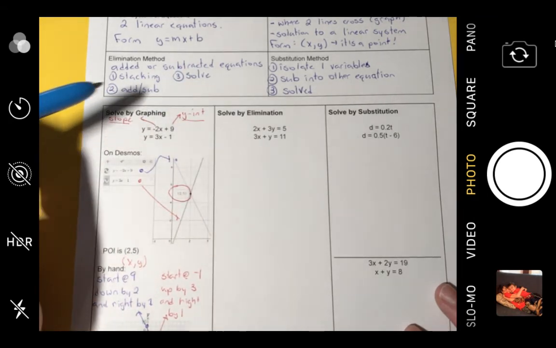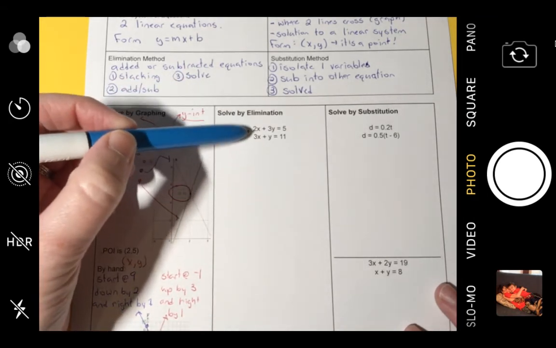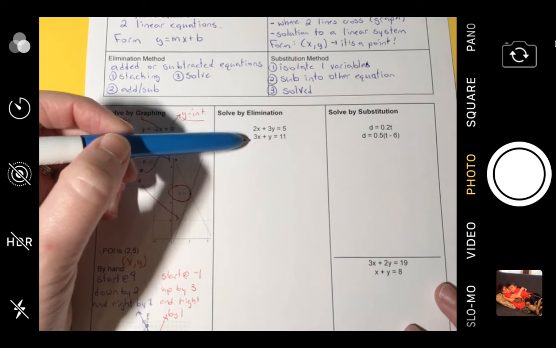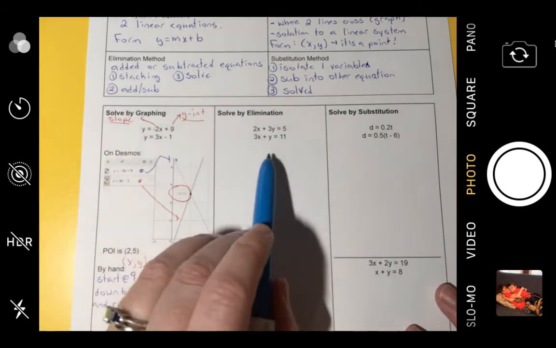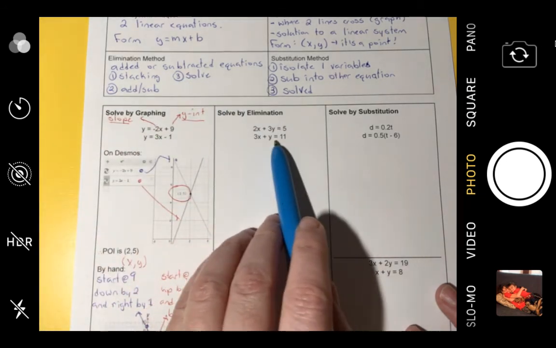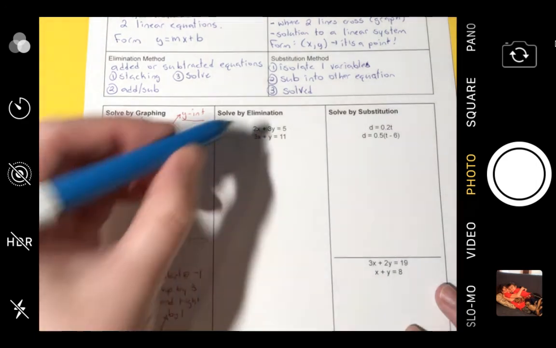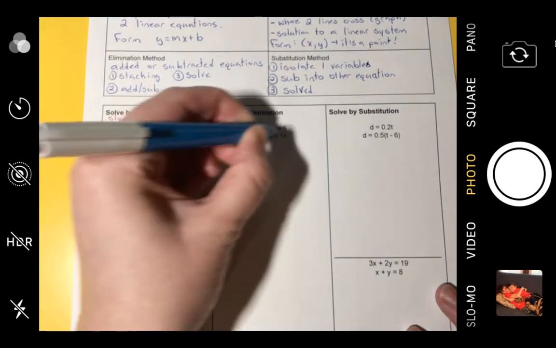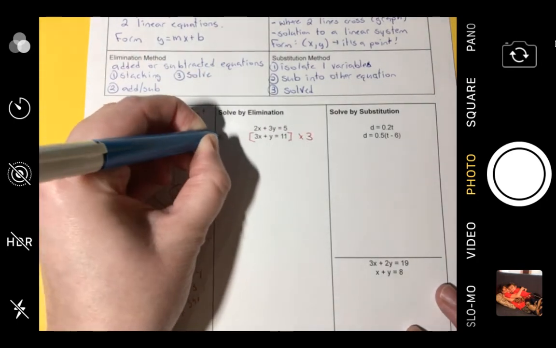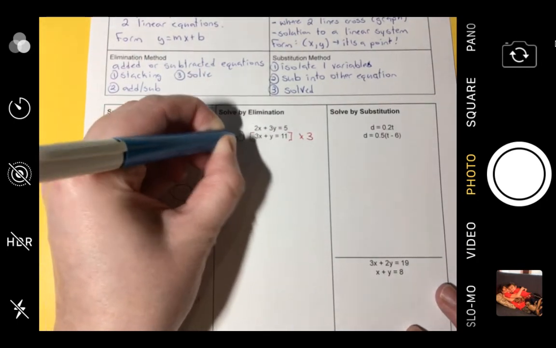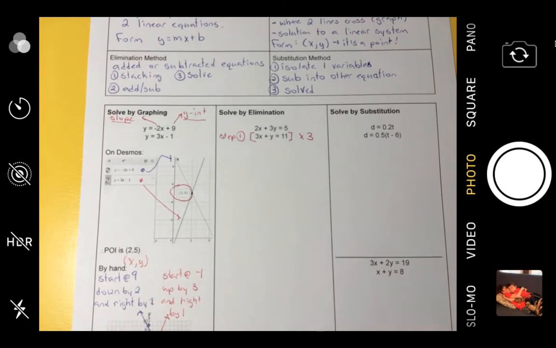So 2 and 3, we can't do that. You'd have to multiply both equations, and we don't want to do that. But notice, this one's 3y and this one's y. So if I multiply this equation by 3, I'll get 3y's. So let's multiply by 3. So that's step 1. Step 1 there. Okay, because they're stacked already.